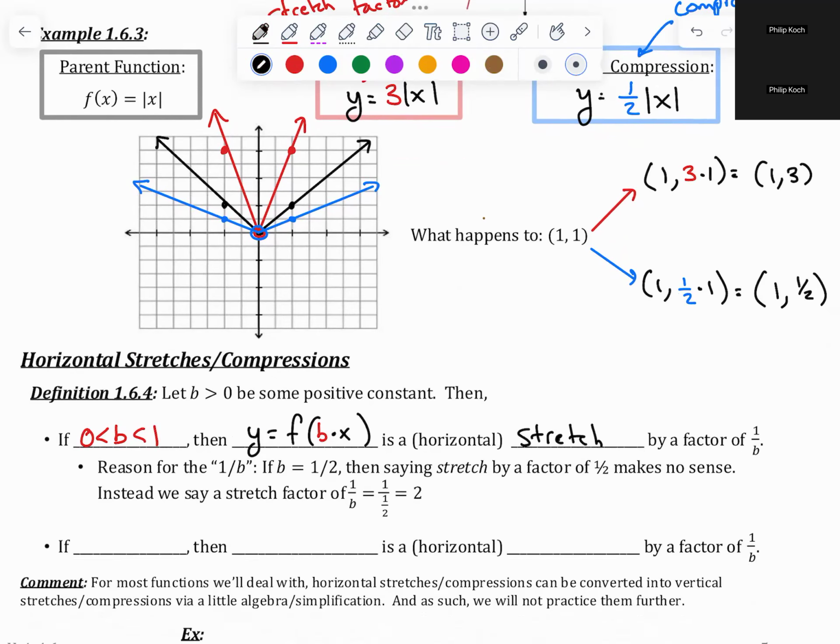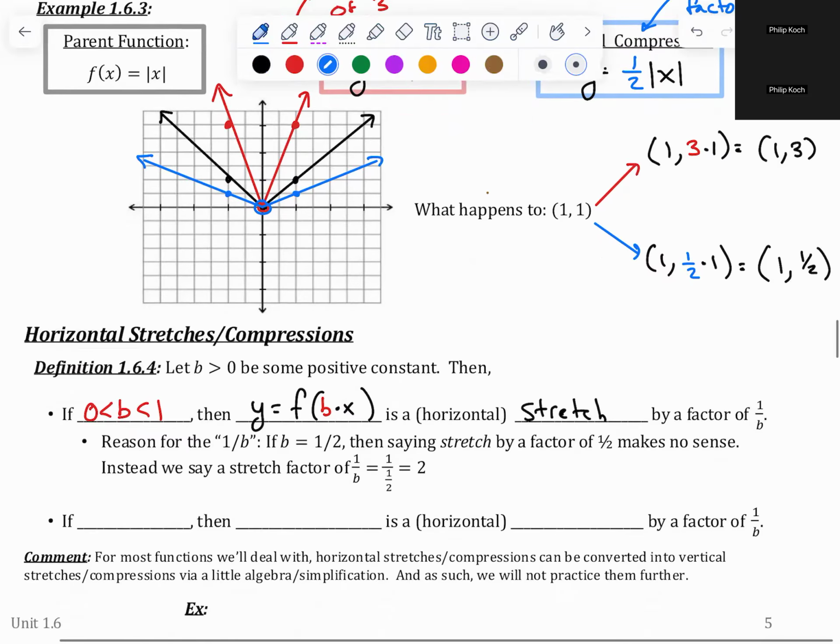Why it says a stretch of 1 over b is that if b is 1/2, then it fits into this criteria. It's a number between 0 and 1. And saying a stretch by a factor of 1/2 makes no sense. How does it stretch if you're using 1/2? But if you say 1 over 1/2, that results in a stretch of 2. So that's why it makes sense. Why it has to be that way. If b is greater than 1, then y equals f of b times x. It's the same thing, just with a different context on b, is a horizontal compression.